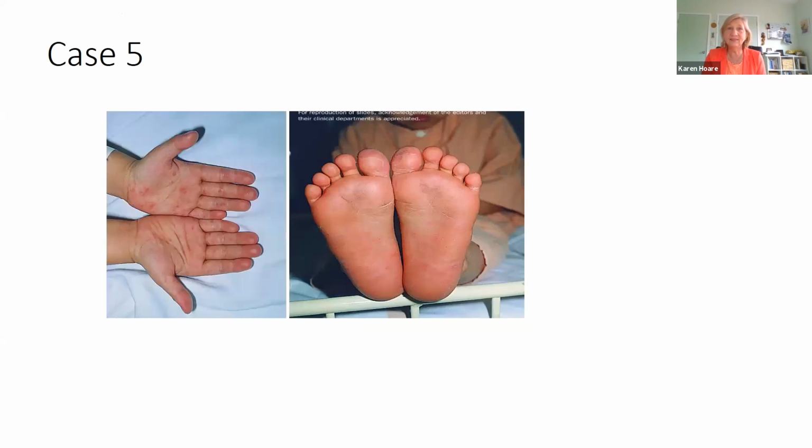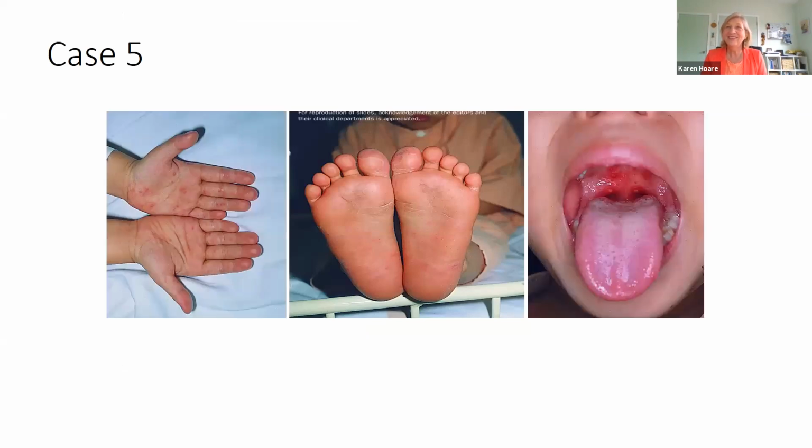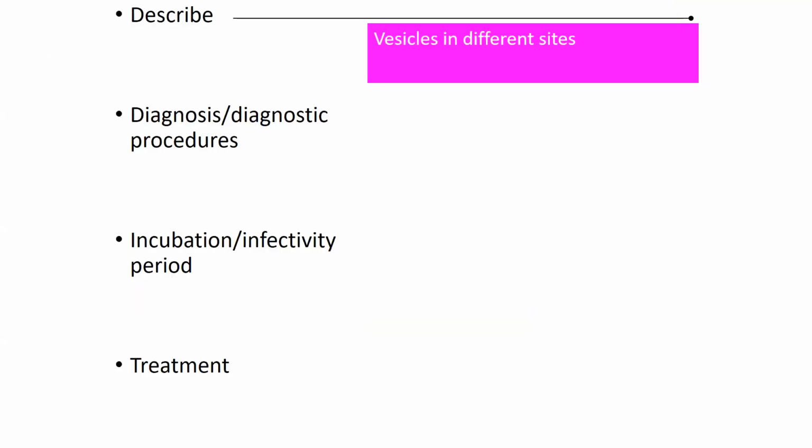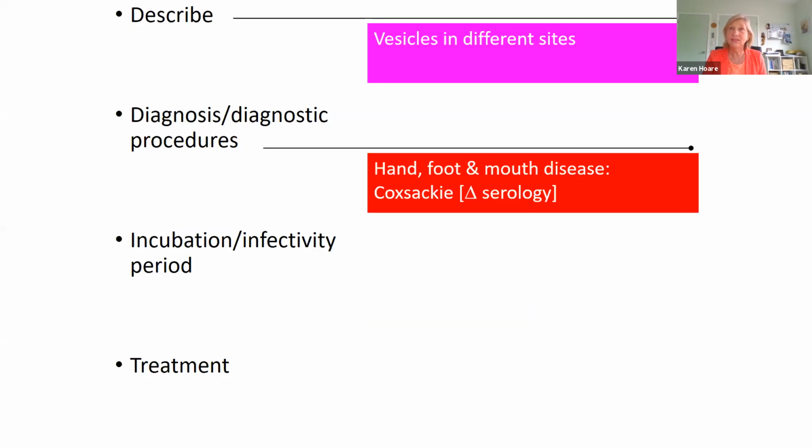Okay, so this is... Have we got some ideas what this might be? What have we got here? The pictures give it away, guys. They do really, don't they? Okay, describe. Foot and mouth, yep, we've got them all. Good. Vesicles in different sites in the hand, the feet, and the mouth. It's caused by the Coxsackie virus, hand, foot, and mouth disease.